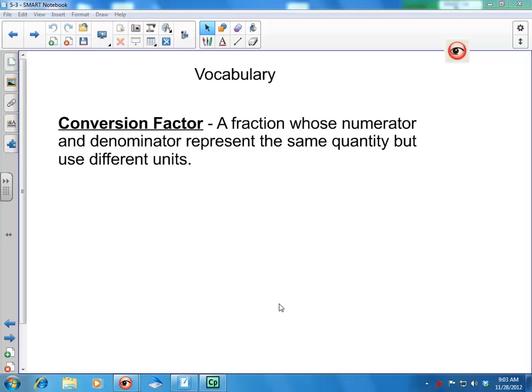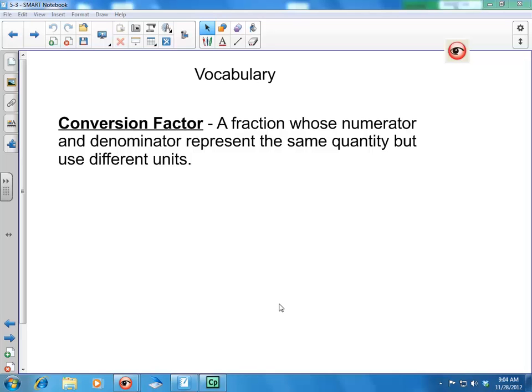All right, our vocabulary word today is conversion factor, and a conversion factor is a fraction whose numerator and denominator represent the same quantity but use different units. One example of that might be like 1 foot and 12 inches. They use different units because one of them uses inches and one of them obviously uses feet.